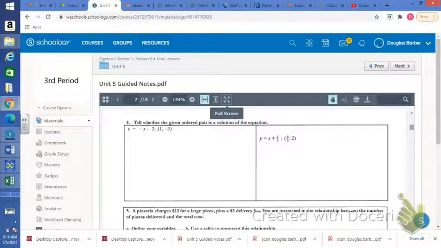Okay, so for number 4, it says tell whether the given ordered pair is a solution of the equation. I want you guys to go ahead and do these two on your own. Hit pause, knock them out, and then resume to check your answers.